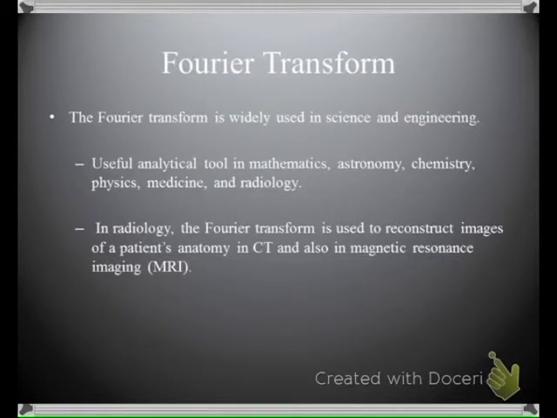So that brings us to the Fourier transform. The Fourier transform is widely used in science and engineering, and it's a useful analytical tool in mathematics, astronomy and chemistry, physics, medicine, and even radiology. In radiology, the Fourier transform is used to reconstruct images of patients' anatomy in CT and also in magnetic resonance imaging. However, as we'll see, it's not widely used in CT simply because it is very tedious and it takes an enormous amount of mathematical skill to actually carry this out.